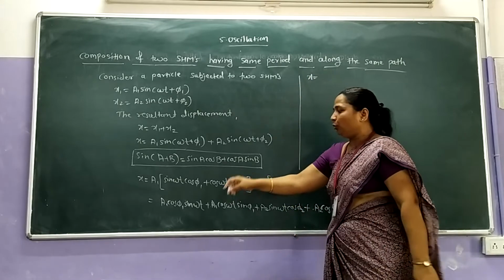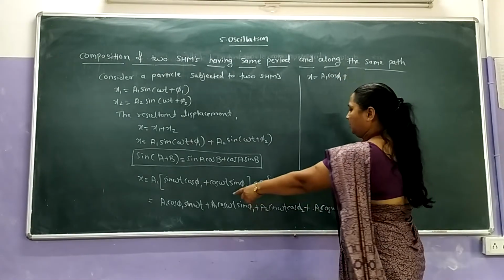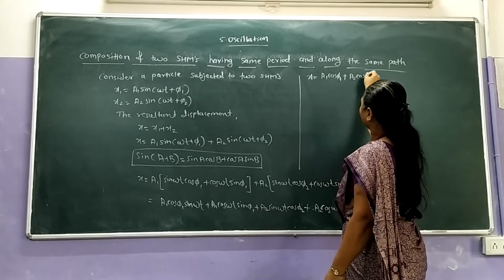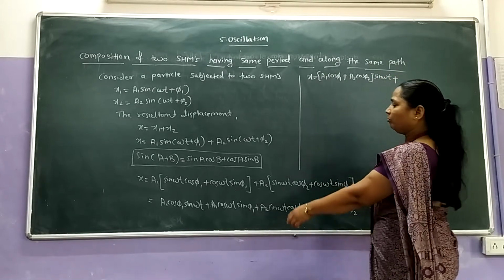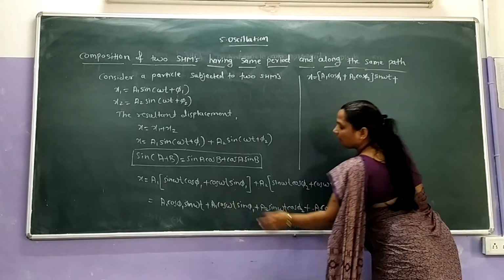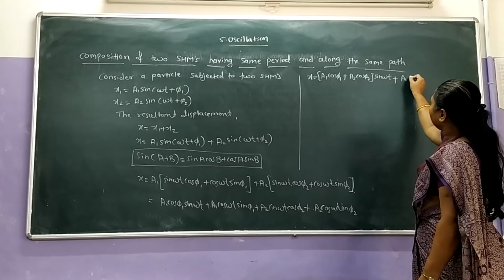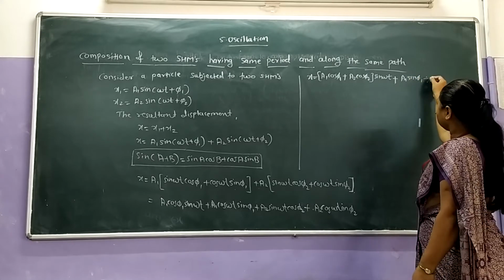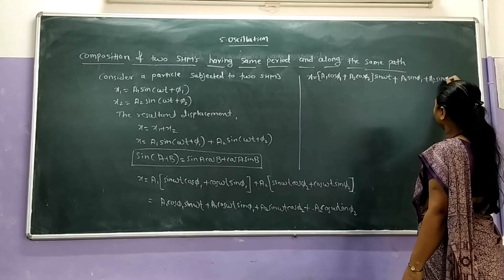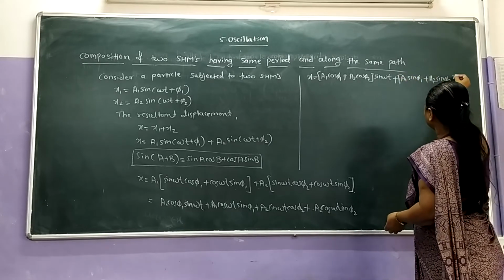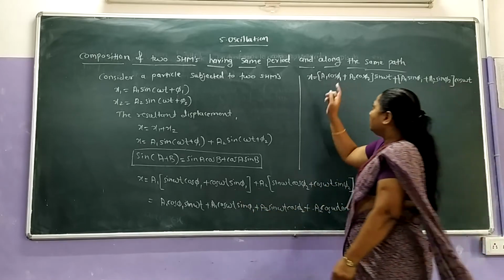resultant displacement x is equal to a1 cos phi 1 plus a2 cos phi 2, multiplied by sin omega t, plus the cos omega t terms collected: a1 sin phi 1 plus a2 sin phi 2, and the common term is cos omega t. Therefore, the terms can be calculated.